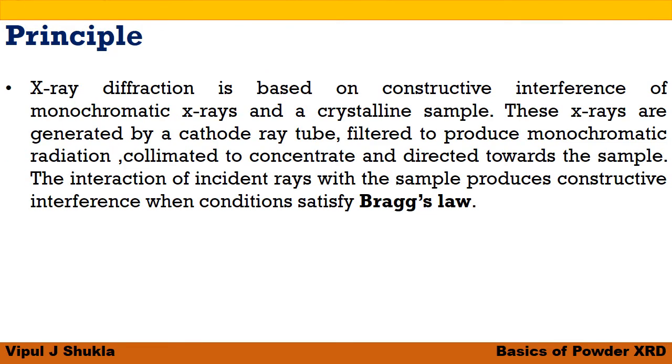Now, the fundamental principles of X-ray powder diffraction. X-ray diffraction is based on constructive interference of monochromatic X-rays and a crystalline sample. These X-rays are generated by a cathode ray tube, filtered to produce monochromatic radiation, collimated to concentrate, and directed toward the sample. For every set of crystal planes, one or more crystals will be in the correct orientation to give the correct Bragg angle to satisfy Bragg's equation.